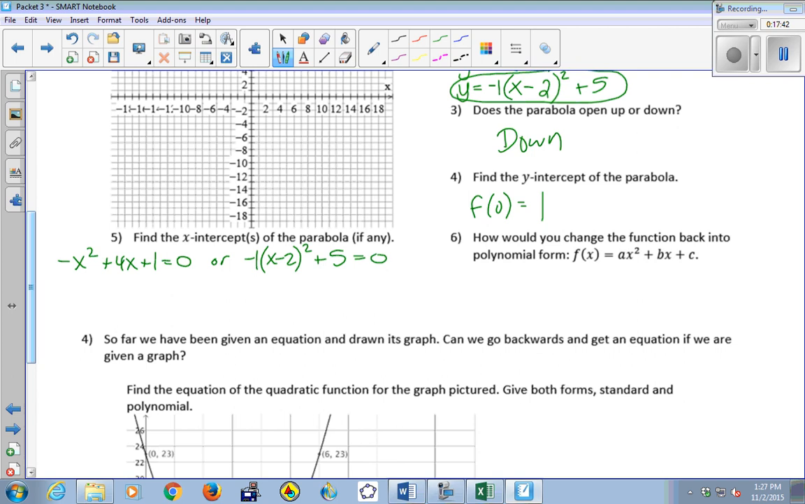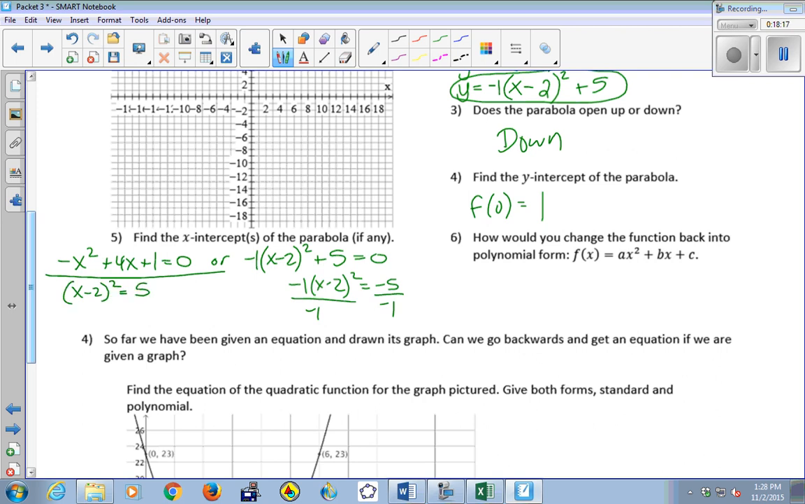We did learn this. We just don't use it very often, but I did present it when we solved quadratic equations. So I'm going to try to isolate just the x minus 2 squared. So subtract 5 from both sides, and I get -1 times x minus 2 squared is -5. Divide both sides by -1. So I get x minus 2 squared equals 5.